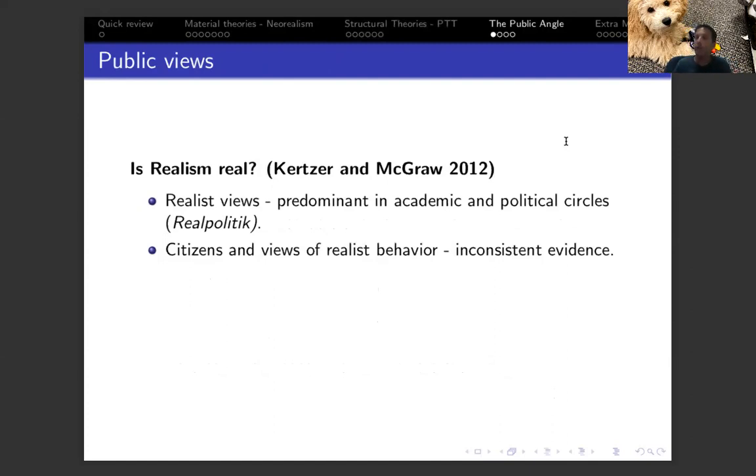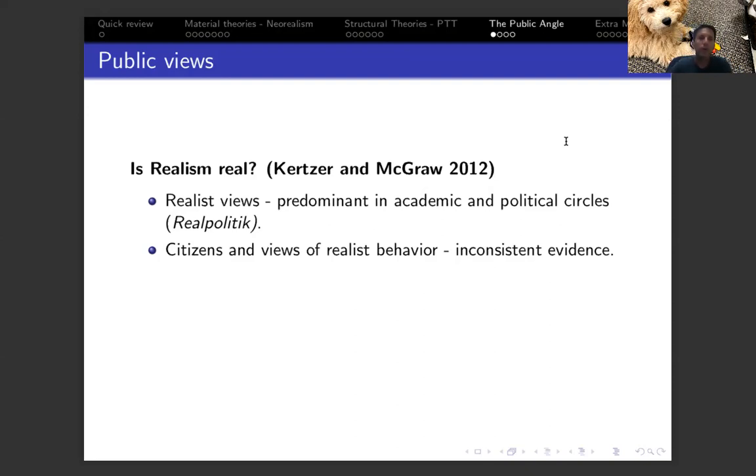So in this case, is realism actually real? Do real people actually think in realist terms? Realist views are predominant in academic circles, of course. There are a lot of realist theories, neorealist theories, everything I talked about so far. It is also predominant in the policy-making area, with what's called realpolitik, countries that pursue their own interest. But it's not clear whether the public actually understands those perspectives.